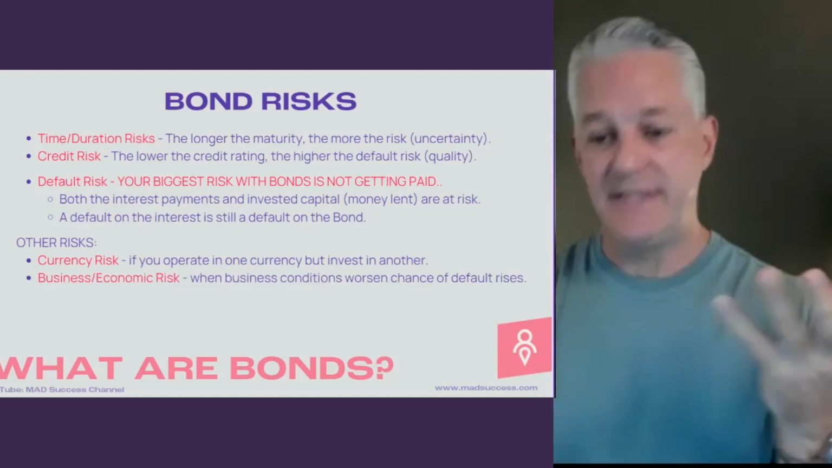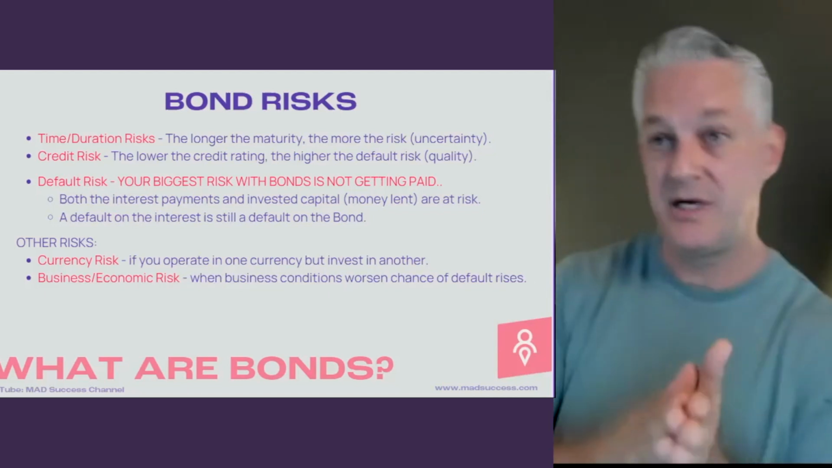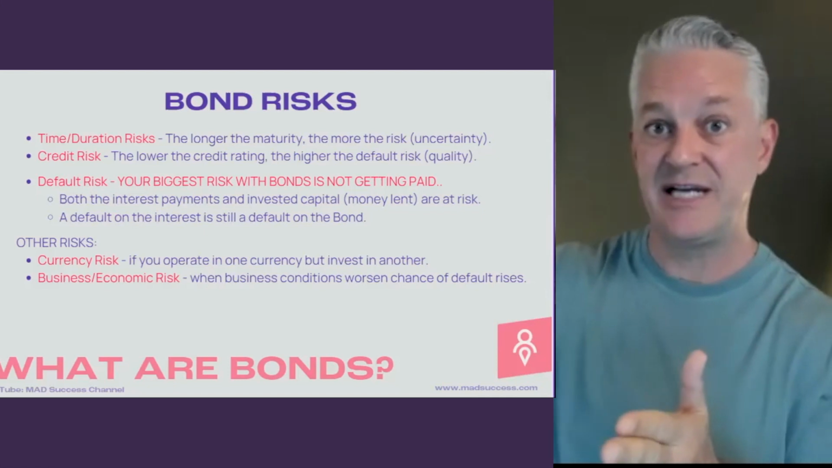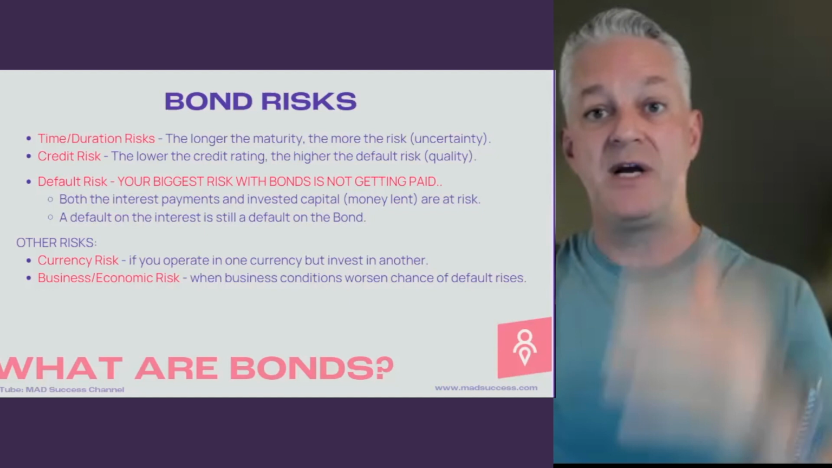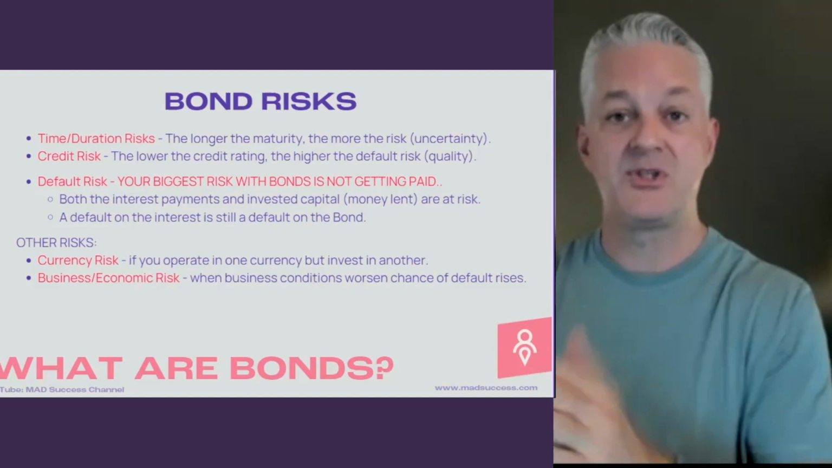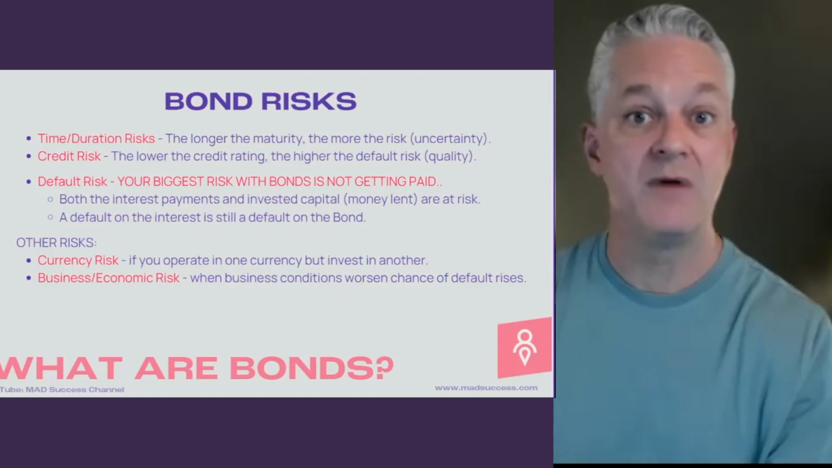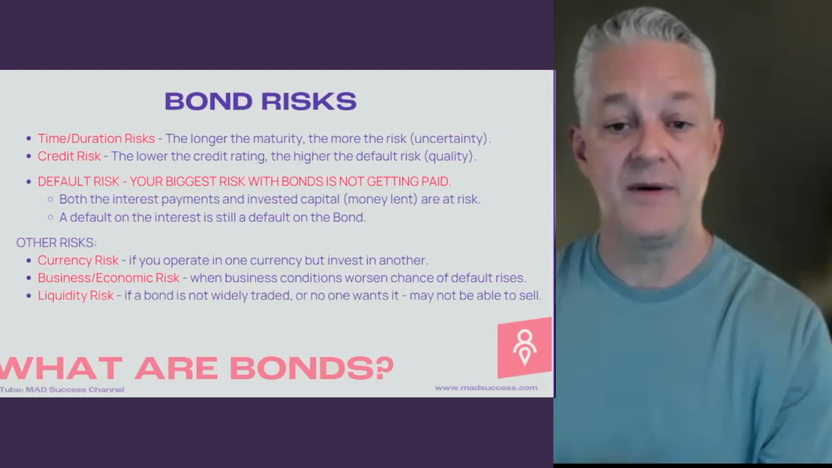Business and economic risk. Yes, so as we're seeing now in the stock market, stocks are crashing because the expectation is of a recession. Well, that's driving inflation and that's driving interest rates. And when interest rates go up, we know bond prices go down. So business and economic risk is part of investing in bonds, real estate, equities, and so on.